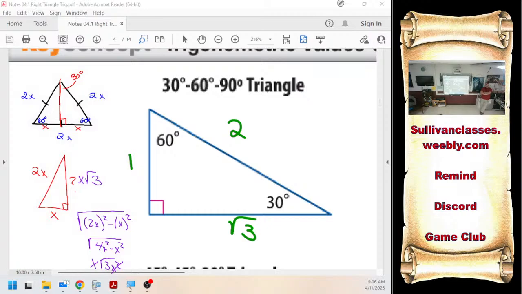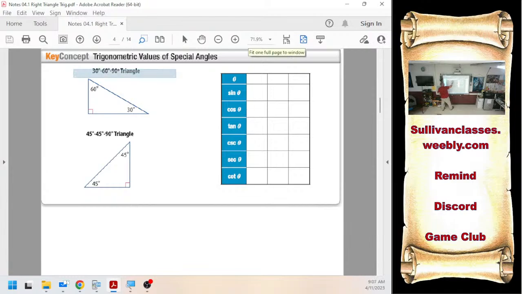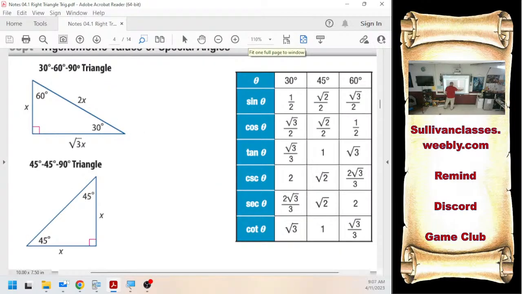How do I know where the 1 and the square root of 3 go? Because square root of 3 is bigger than 1, it has to be across from the bigger angle. Square root of 3 has got to be across from 60. 1 is the smallest of the 3 numbers up there, so it has to be across from the 30. Smallest angle goes with smallest side. Okay? So we got to know these because you should have this table nearly memorized.